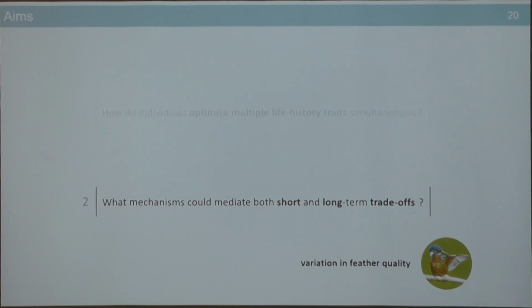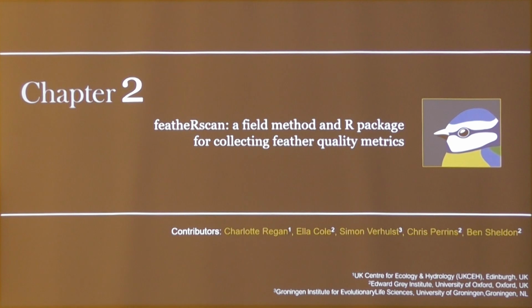So now moving on to the second part of looking at what mechanisms might mediate both short and long-term trade-offs in terms of variation in feather quality. I first had to develop a method of measuring feather quality. And for this, I developed a field method and wrote an automated R package for collecting and analyzing feather quality metrics.